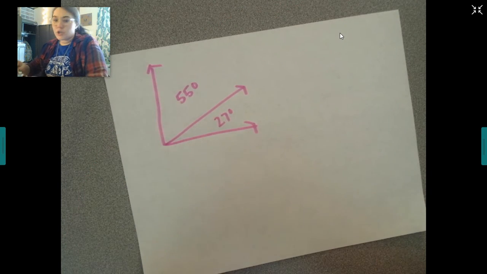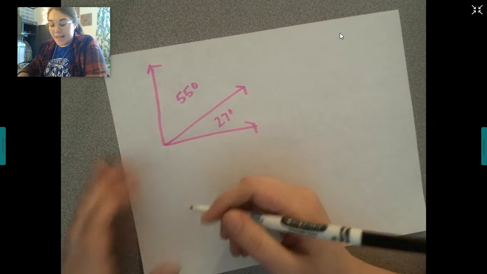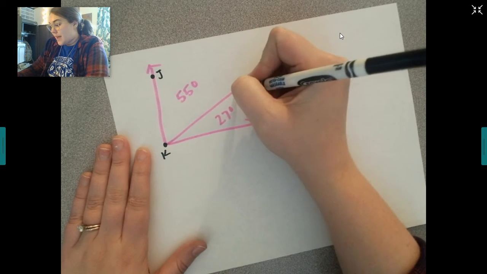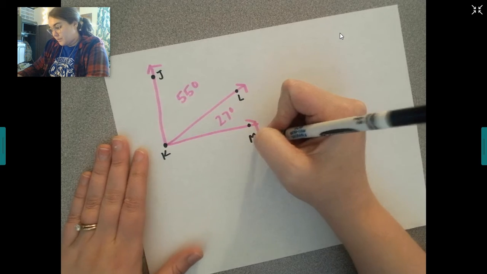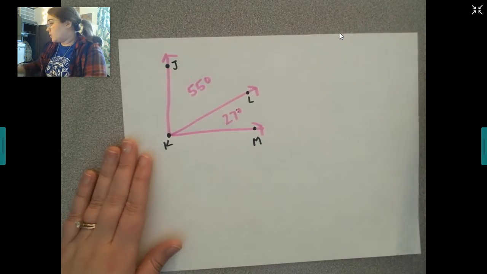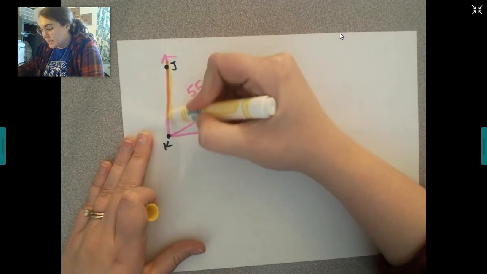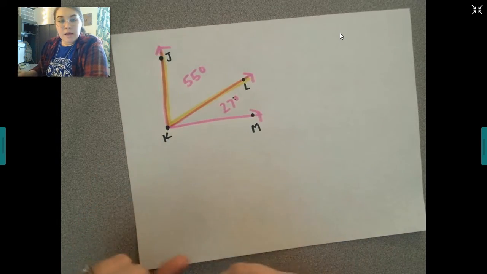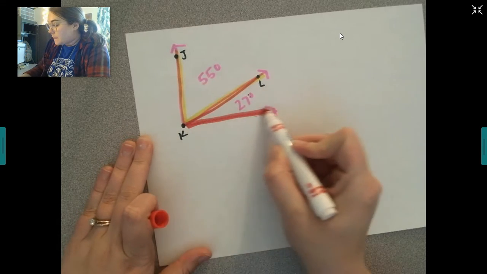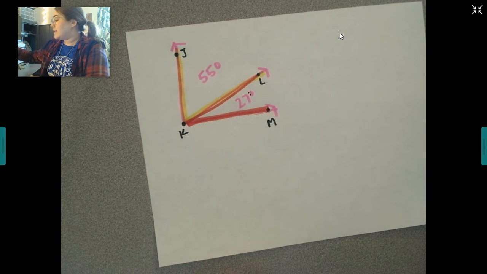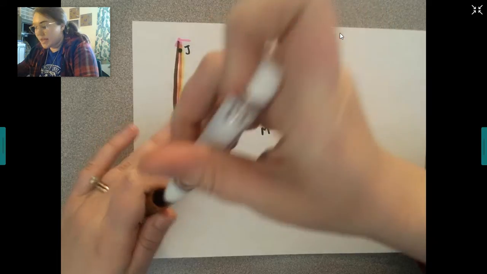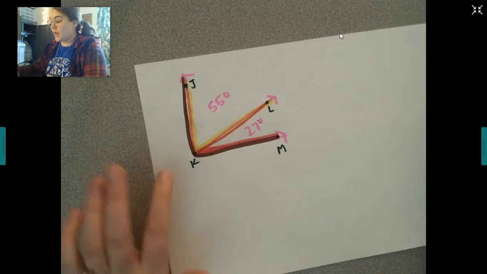Now when we name angles, they tell you the name of the points at the end of the angle. And that is how the angles have a name. So this one is 55, 27, but we have angle JKL. So angle JKL would be this yellow one right here. This angle right here in red would be LKM. And the whole entire angle would be this brown angle, JKM.